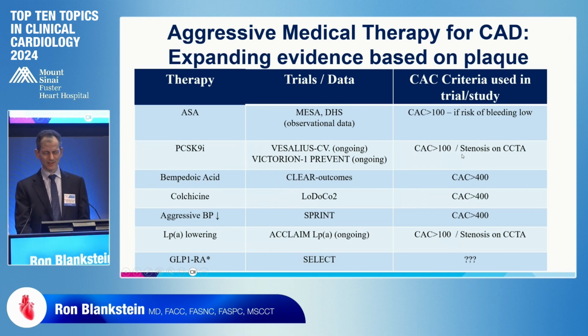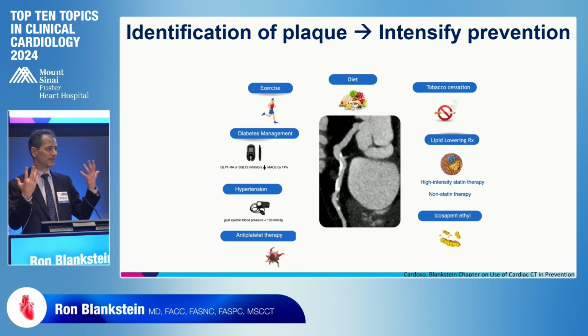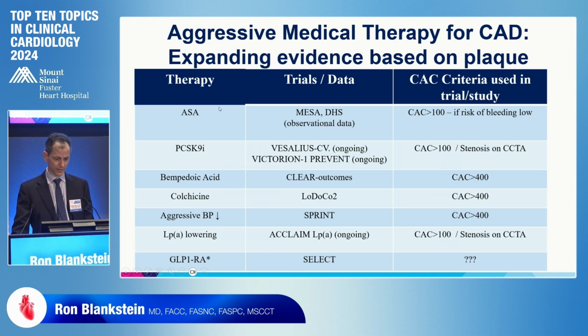I think these are all things that we can implement once we know patients have a higher level of risk. A common question is, but is there really data for that? I used to show this slide, and people would say, this is great, but is this evidence-based that you can really recommend all these therapies just because someone has plaque on CT? And I would say that the evidence is kind of improving and increasing over time. It's kind of mixed, and I'll just walk you through that.